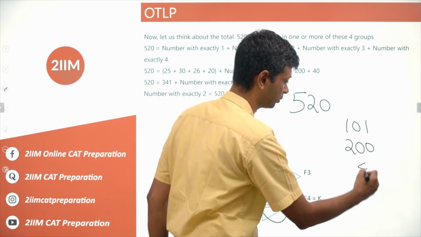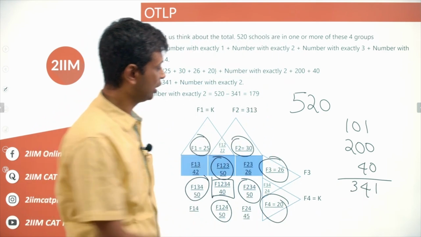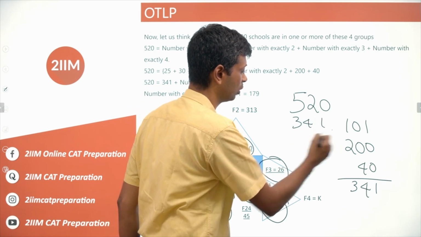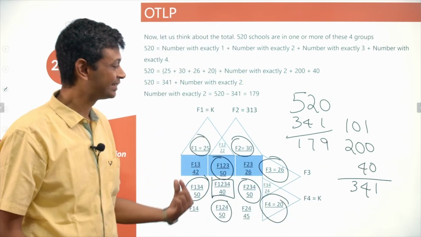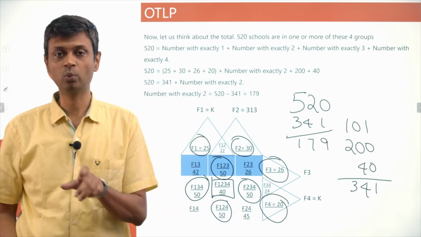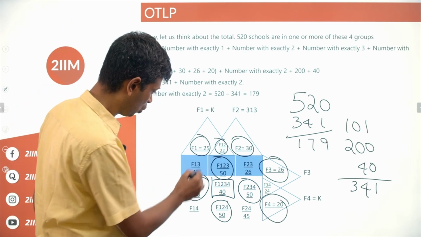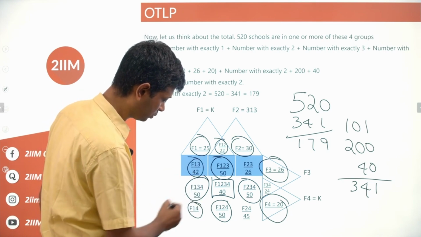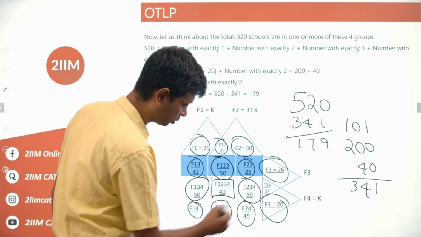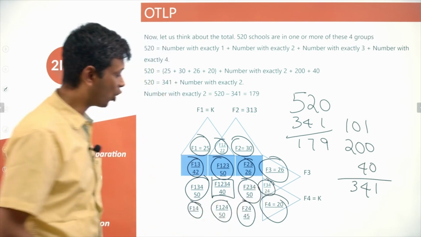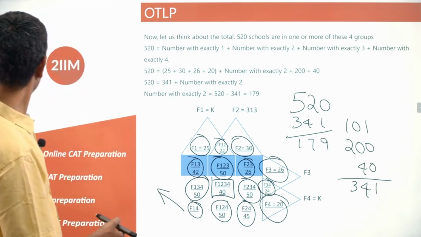All 4 together is 40. So add all of this, we get 341. And so from 520, if we subtract this 341, we'll get the remaining, 179. That is exactly 2 of these: 1 and 3 only, or 1 and 4 only, etc. There are 6 different terms there. 1 and 2, 1 and 3, 1 and 4, and then 2 and 3, 2 and 4, finally 3 and 4. Add all of this up, this is a missing term, equate everything put together to 179, we are good to go, which is what we are doing here.